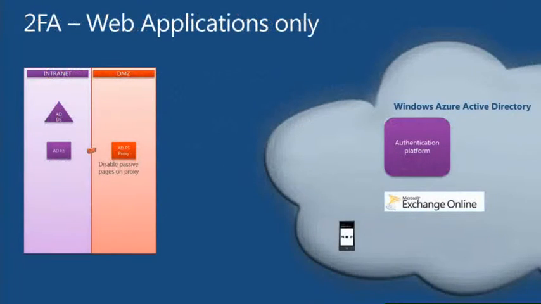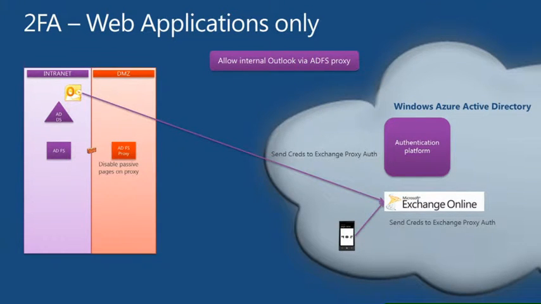So what does that look like for us? Firstly, I want to configure Outlook or ActiveSync clients to work. And because we know the way they work, I can disable the passive pages on the proxy so that there's no way that anybody can get a token from the passive endpoint. These two then send their credentials, and we go through that proxy auth dance, and they send a request to the ADFS active endpoint.